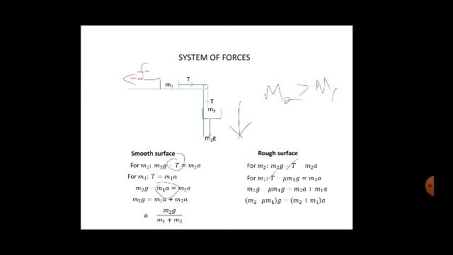Okay, we can factorize. G is common on the left-hand side, A is common on the right-hand side. So by the time we are done factorizing, the acceleration now will be M2 minus mu M1, all multiplied by g, all over M2 plus M1. Remember that M2 is always greater than M1.